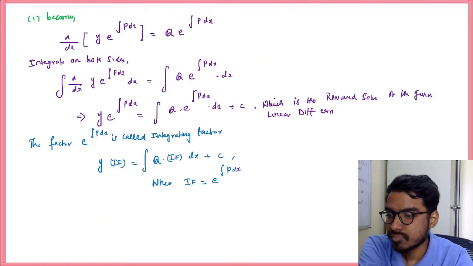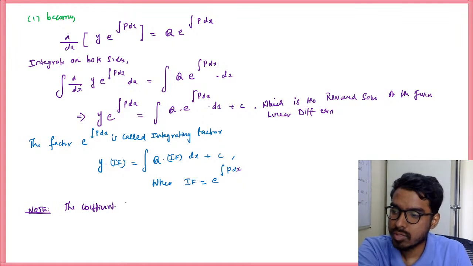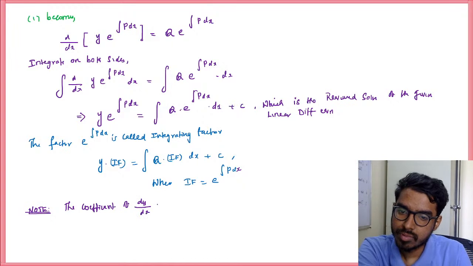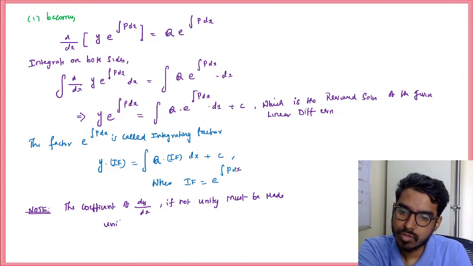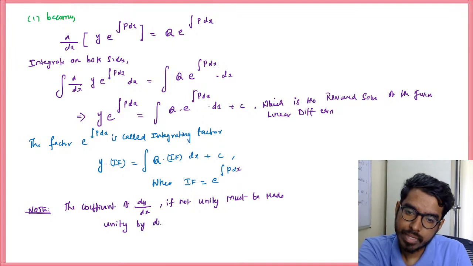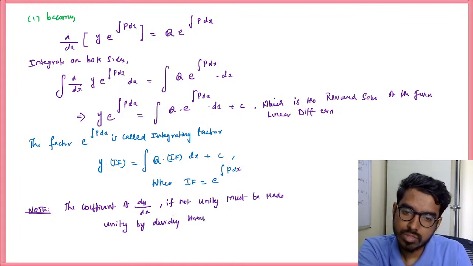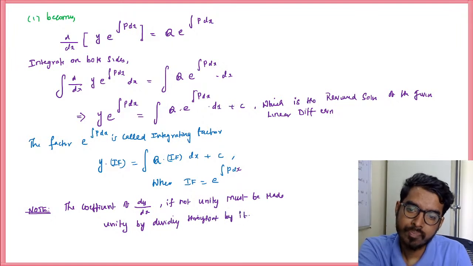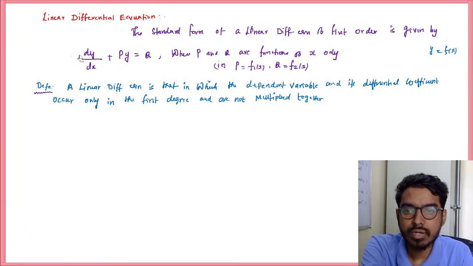So make sure, note, right? Notice the coefficient of dy by dx. If not unity, it must be made unity, unity means 1, right? It must be made unity by dividing throughout by it. Suppose if I have something like x, divide throughout by x, right? Suppose if I have something like x plus 1, you divide throughout by x plus 1, so that the coefficient will be 1, right?